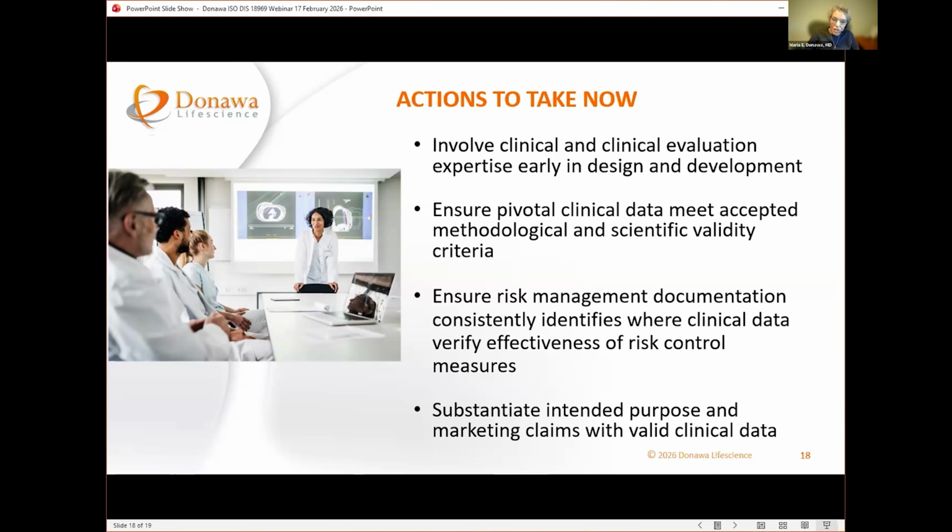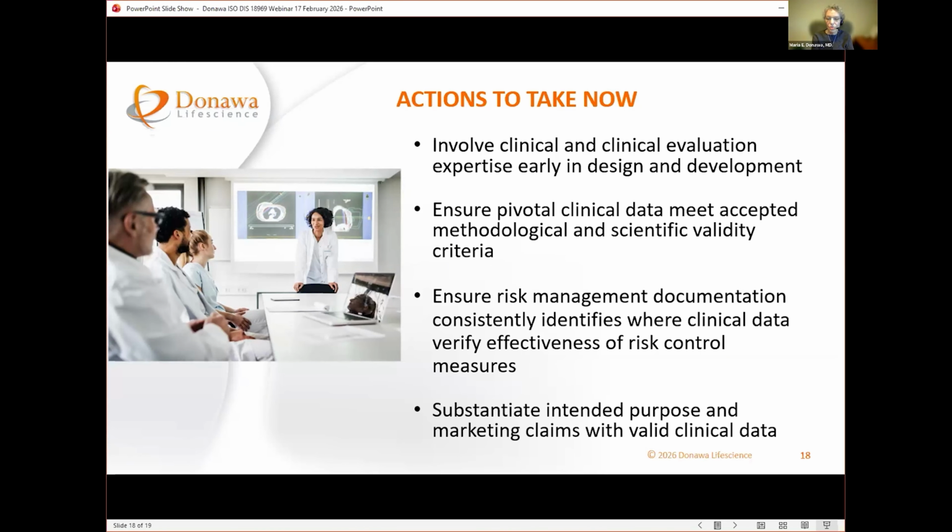It would be lovely to do it as you are developing your clinical study protocol early in the process, not after you've done the data and now you have to retrofit what you've done into having some type of validity. Clearly, it would be very helpful if the risk management documentation identified where clinical data were actually used to verify risk control measures.